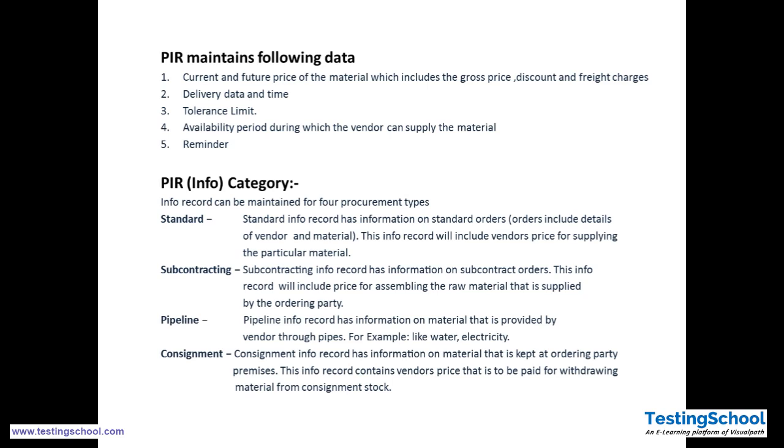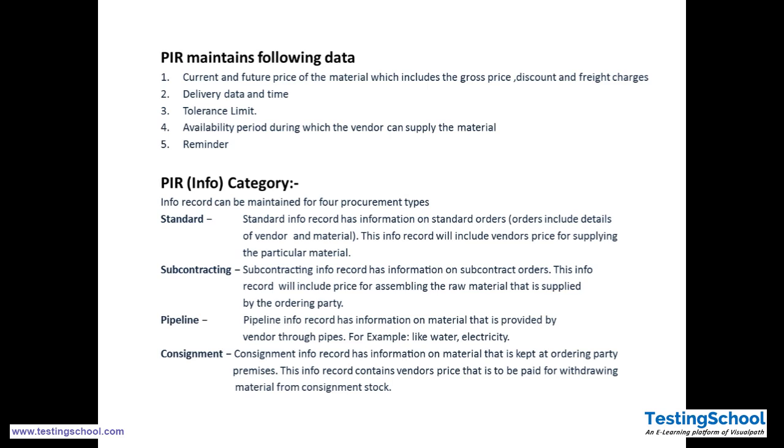Availability period during which the vendor can supply the material. It also says the availability of the material, by what time the material will be available. Reminders or purchasing value key. Purchasing value key is set as a reminder and it triggers an SMS or mail to the supplier saying that you need to supply such and such goods in 10 days or 7 days or 5 days. So it's just a reminder for the vendor to supply goods and by what time they should meet their deadline.